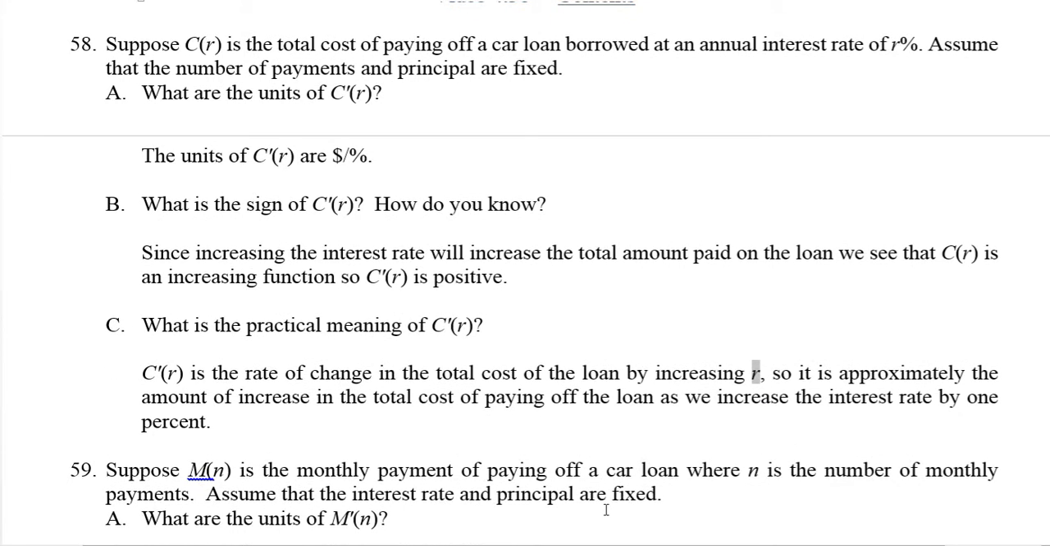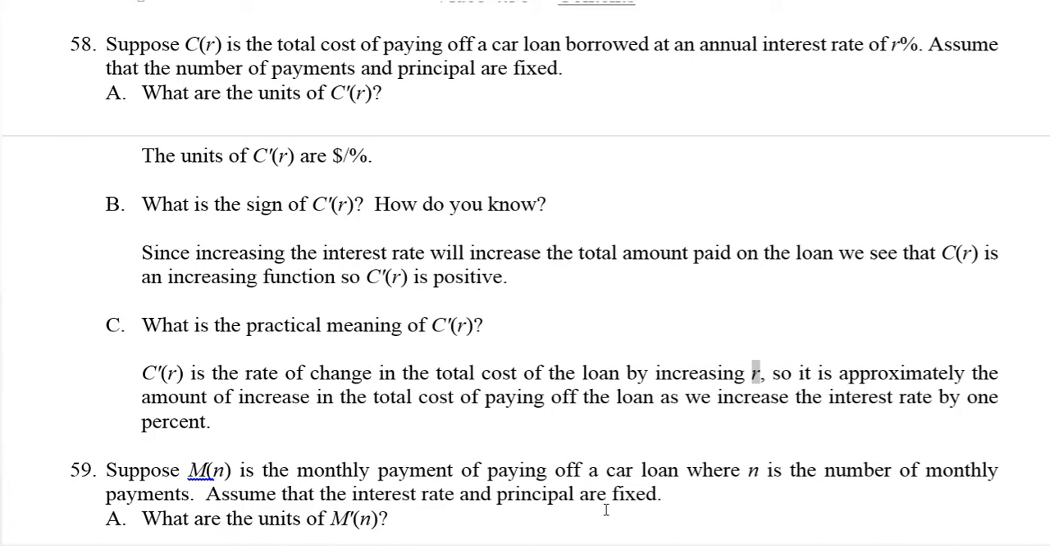Okay, let's try another one. This is kind of related, but a little bit different situation. Suppose that M of N is the monthly payment of paying off a car loan, where N is the number of monthly payments. Assume that the interest rate and the principal are fixed. Principal is the amount that you borrow. See if you can answer this. What are the units of M prime of N?